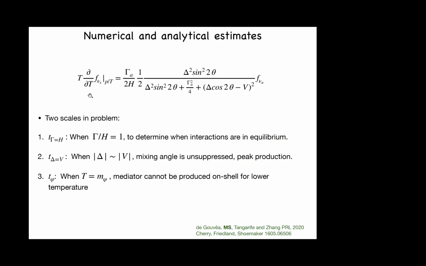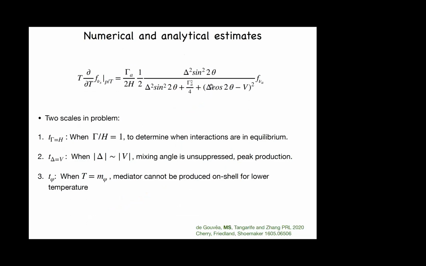So if you look at this equation, there are essentially three major timescales involved in this equation. The first timescale is essentially when gamma over H is equal to 1. So that tells you the regime at which these interactions actually decouple. So when gamma over H becomes less than 1, these interactions are not in equilibrium anymore.